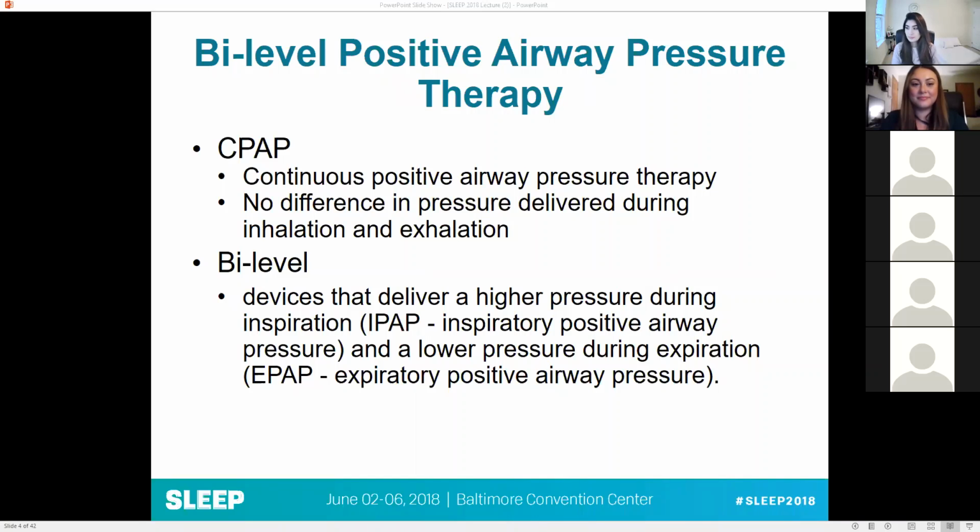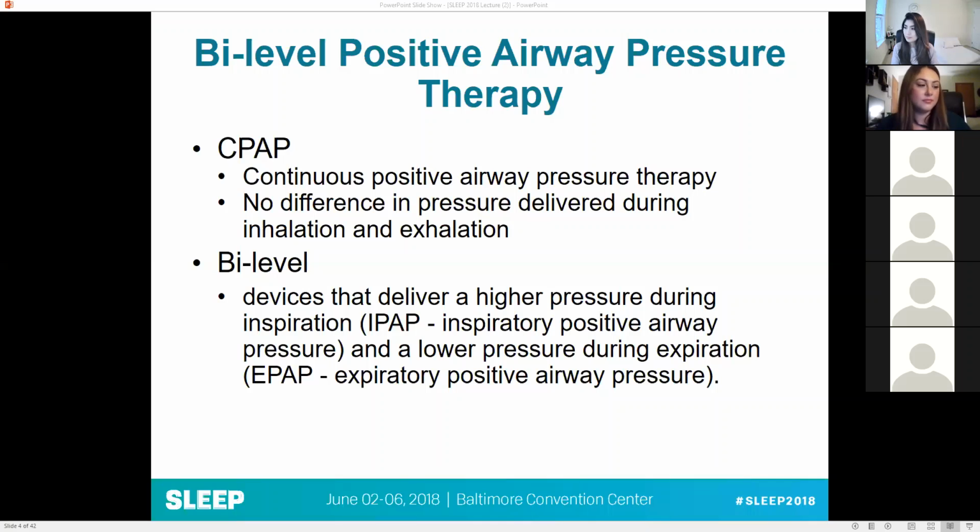So obviously, I think everyone's probably familiar with CPAP, which stands for continuous positive airway pressure therapy. There's really no difference in the pressure delivered during inhalation versus exhalation. That's acting as a pneumatic stent to keep the airway patent, most commonly during sleep. Bilevel, on the other hand, delivers a higher pressure while you're breathing in and a lower pressure while you're breathing out. Many times in the sleep apnea patient, we might use that if they really struggle with breathing out against continuous pressure. It's really more of a comfort measure when we implement bilevel.